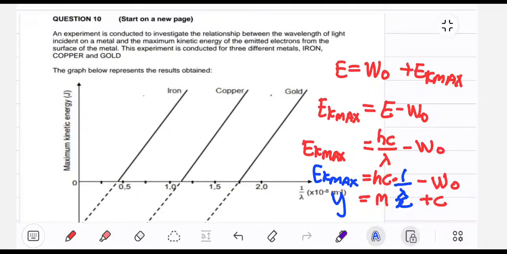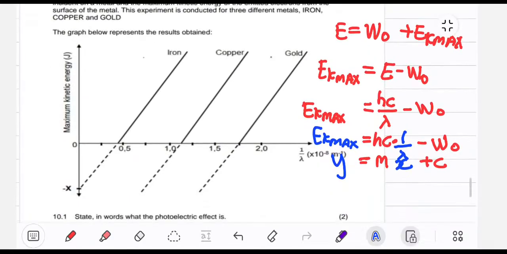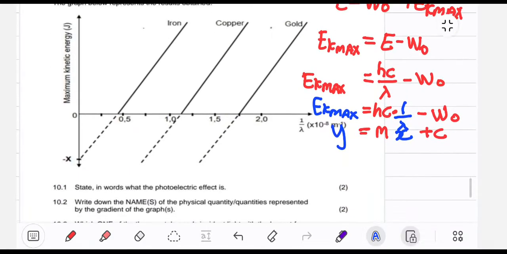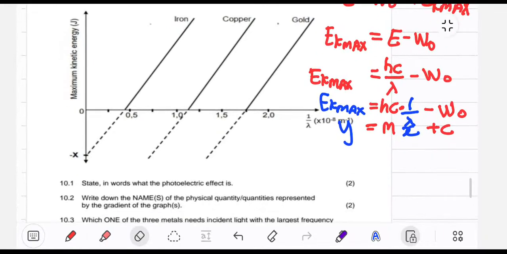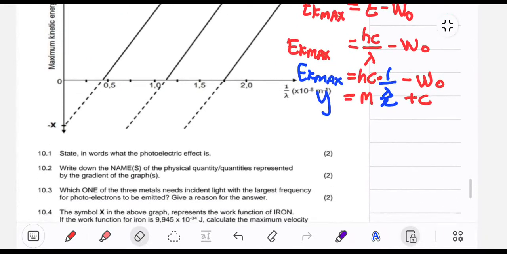It's fine. As for stating the photoelectric effect in words, I know that you'll take those 2 marks. It's free 2 marks for you to take there. I won't go deep into it. Let's rather go and check the second question.